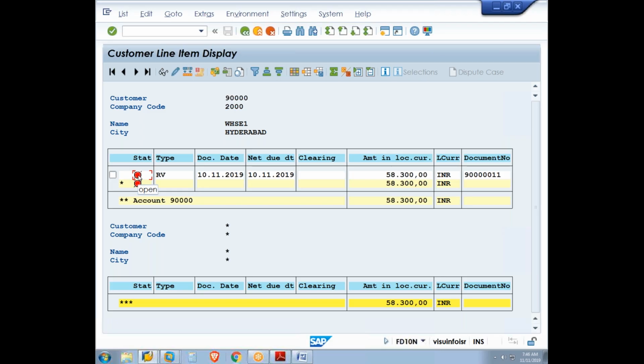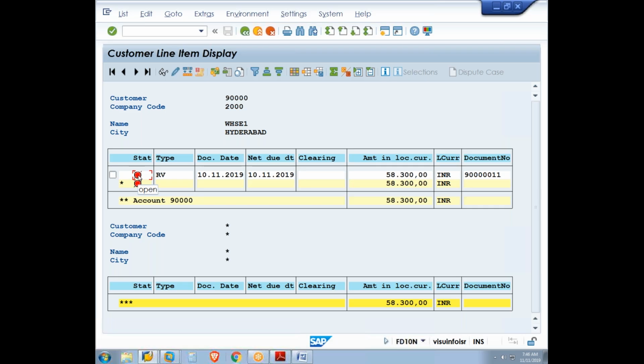Suppose here 58,300 is there. If the customer is paying only 30,000, that means out of 58,300, we are clearing only 30,000. So it will clear 30,000. That amount will be shown in the green color, but it will show another balance open item of 28,300. That amount is still due. So a new open item will be added showing that 28,300 has to be paid by the customer.